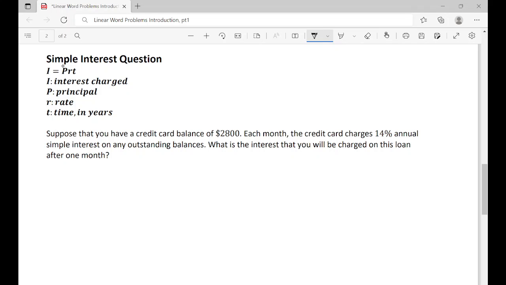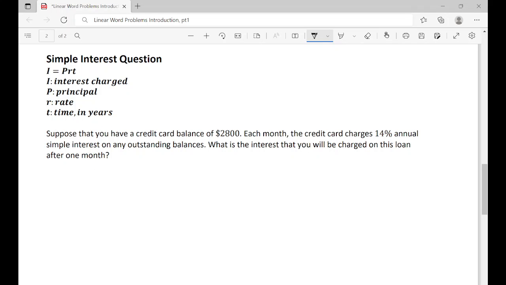Last, dealing with simple interest, I equals PRT, where I is the interest charged, P is the principal, R is the rate, and T is time in years. So suppose you have a credit card with a balance of $2,800, and each month the credit card charges 14% annual simple interest on any outstanding balances. What is the interest that you will be charged on this loan after 1 month?